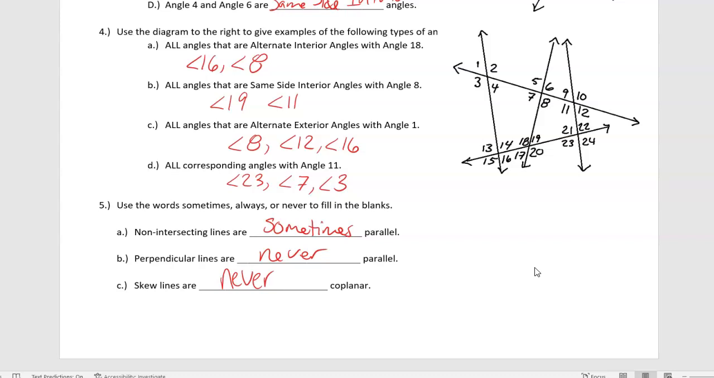And the last one is skew lines are never going to be coplanar. If you have skew lines and you have a flat surface that contains one of them, the other one is going to shoot right through it.